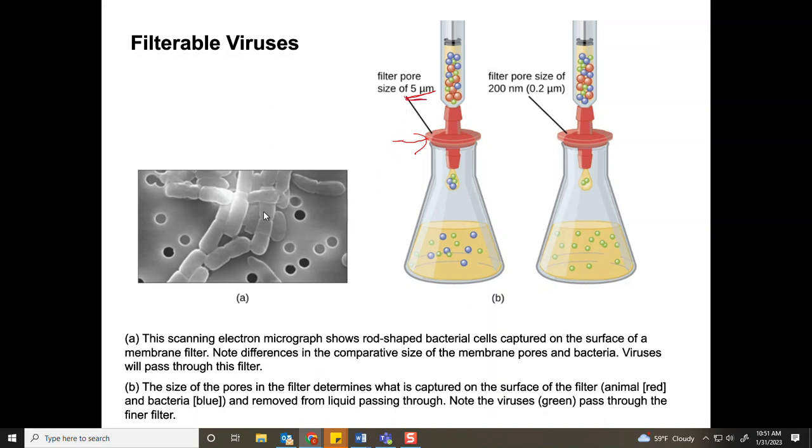And what we're seeing here, these rods throughout, these are bacteria. And as you can see, they are being trapped by the filter. They're too big to pass through those small pores.